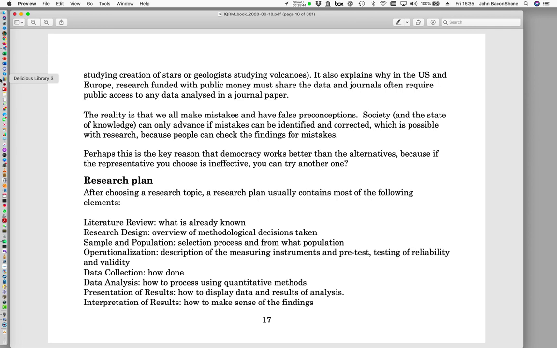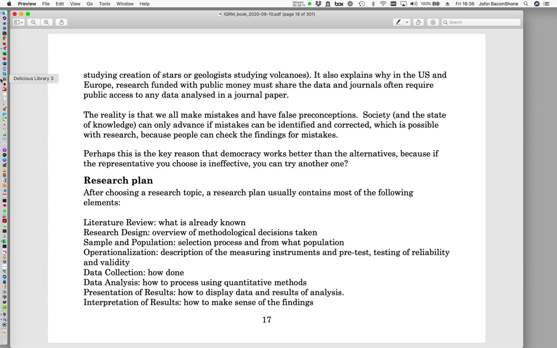Okay, so let's say a little bit about research plan. The reason I want to talk about research plans is because we're going to say a little bit about which parts of the research plan are relevant for this course and which parts are not. After you've chosen a research topic, usually your research plan contains at least most of the following elements.